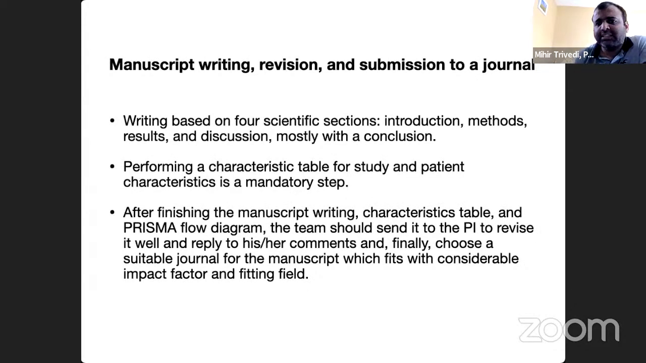Manuscript writing, revision, and submission to a journal. Writing is based on 4 scientific sections: introduction, methods, results, and discussion, mostly with a conclusion. Preparing a characteristics table for study and patient characteristics is a mandatory step. After finishing the manuscript writing, characteristics table, and PRISMA flow diagram, the team should send it to the PI to revise it well and reply to his or her comments, and finally choose a suitable journal for the manuscript which fits with a considerable impact factor and fitting field.